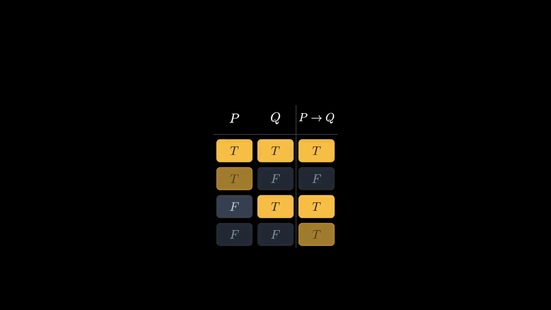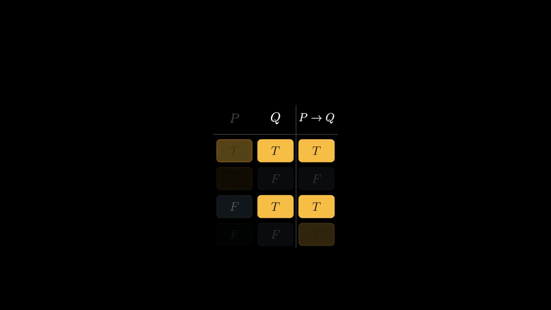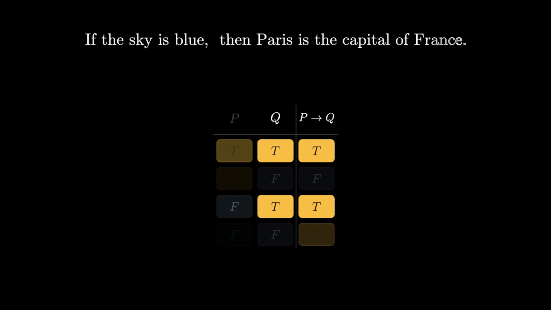It works from the other end too. Whenever Q is true, the arrow lights up, whatever P is doing. If the sky is blue, then Paris is the capital of France. True. And the two have absolutely nothing to do with each other. Which is the thing to hold on to? The arrow never checks whether P has anything to do with Q. It only checks one thing. Was the promise broken?